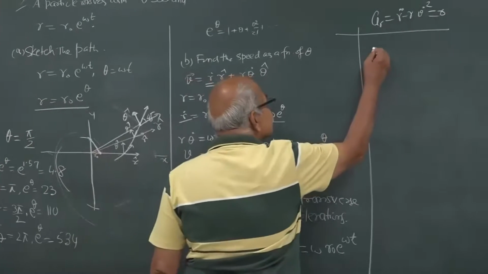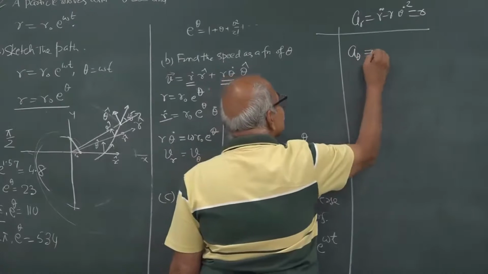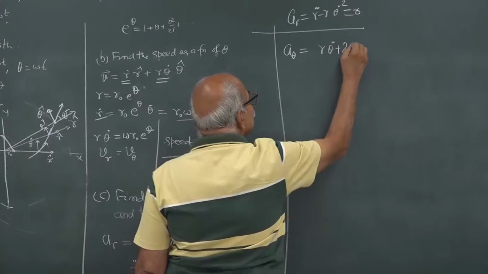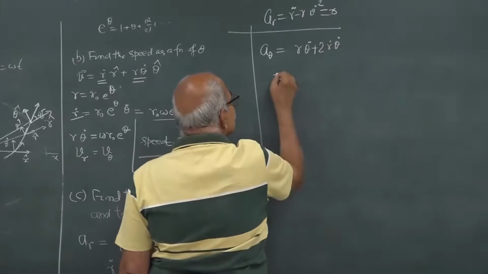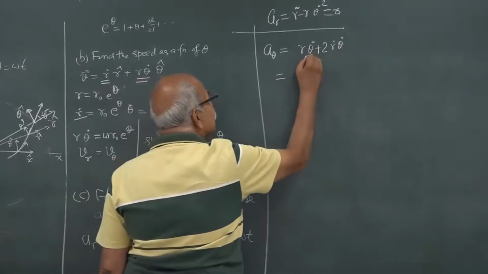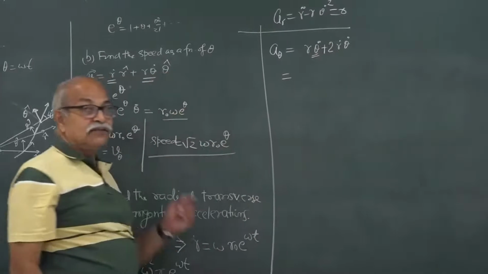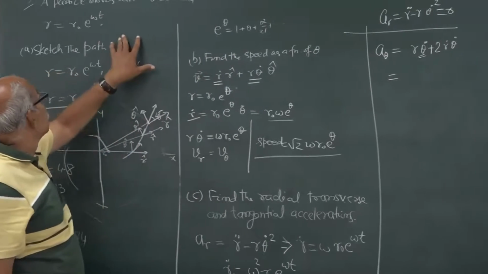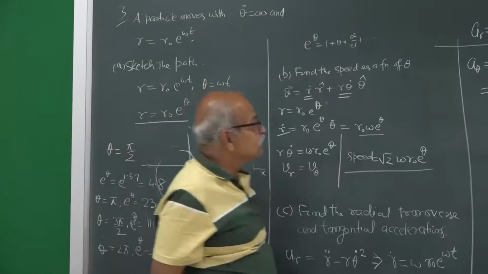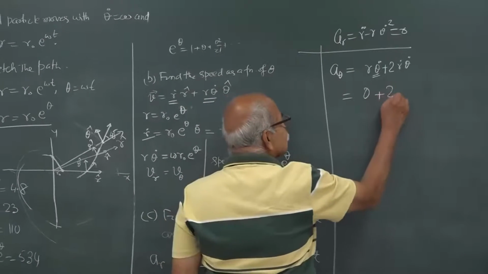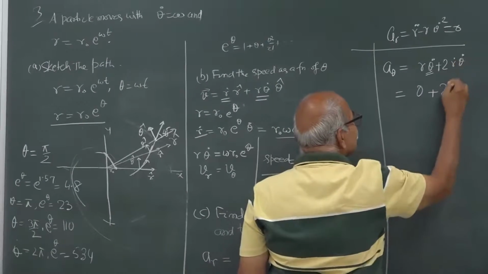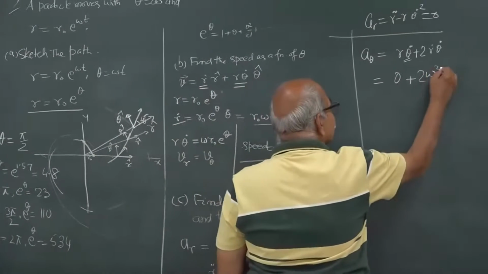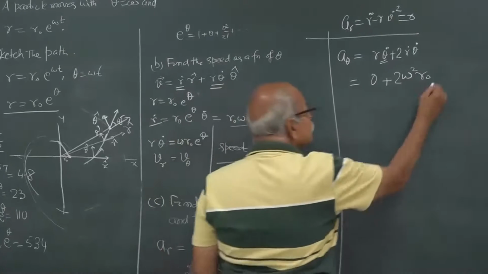Transverse acceleration, that means acceleration in the theta direction, is r theta double dot plus 2 r dot theta dot. Going in the same fashion, theta dot is d theta by dt and that is fixed, that is omega. So, theta double dot is 0. 2 times r dot and theta dot: theta dot is omega and r dot is omega r naught e to the power omega t. So, omega here, r naught here and e to the power omega t.